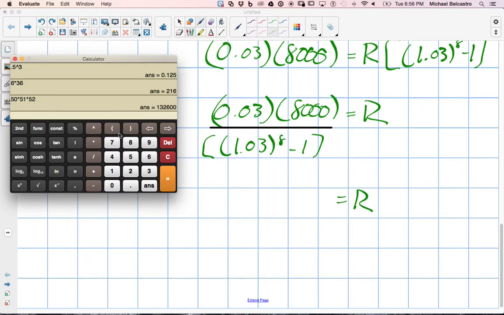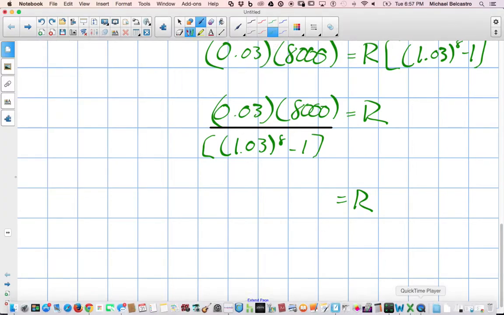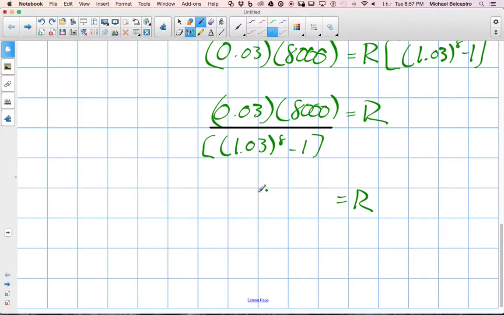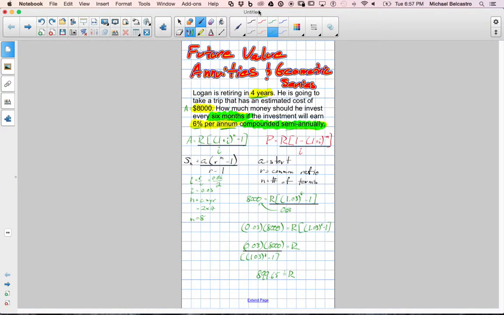But let's try this out. We have 0.03 times 8,000, and all of that's going to be divided by, I think I need two brackets, 1.03 to the power of 8 minus 1, and bracket, negative 1. I get almost $900. $899 something, and we'll take a look at what you got there. $899.65. So $899.65, and there might be a little error, approximately. So let's go look up what you did here.